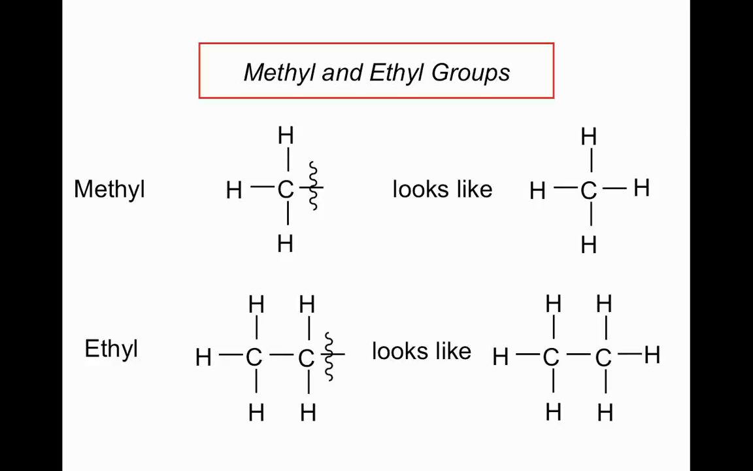Similarly, at the bottom, the ethyl group looks very similar to the ethane unbranched alkane with one hydrogen removed. The name ethyl, again, is derived from removing the ANE from ethane and replacing it with YL to become ethyl.